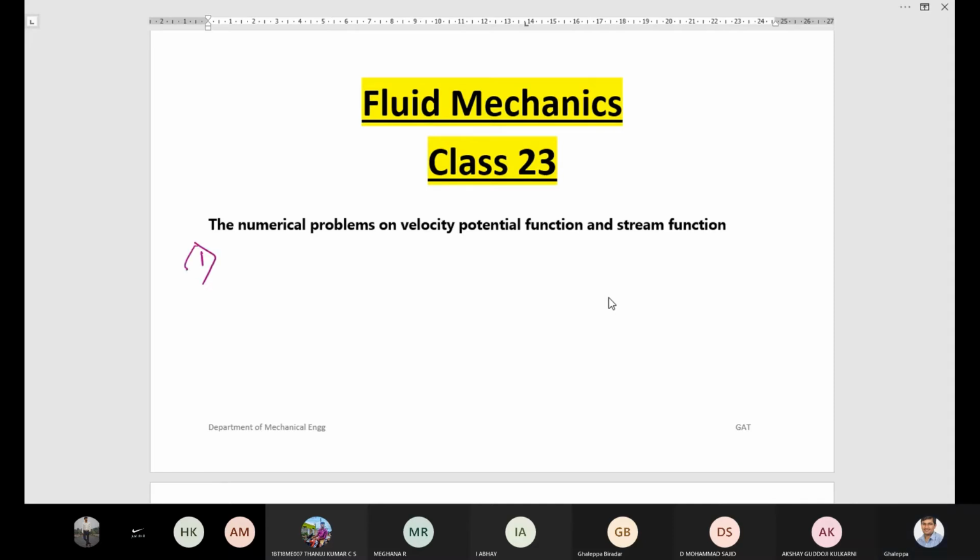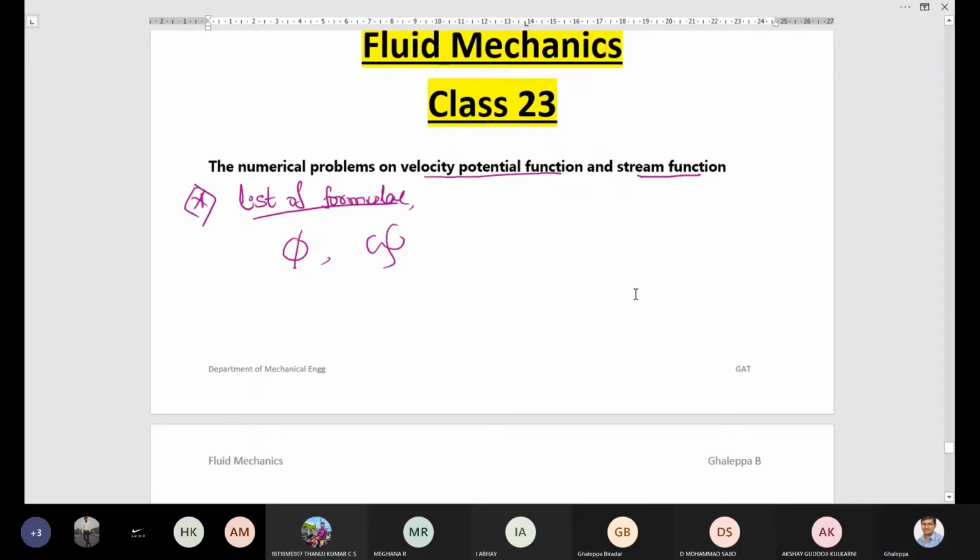Point, what I will write is a list of formulae, the different formulas for solving numericals. So the velocity potential function will be represented by the symbol phi. The stream function will be represented by the symbol psi.